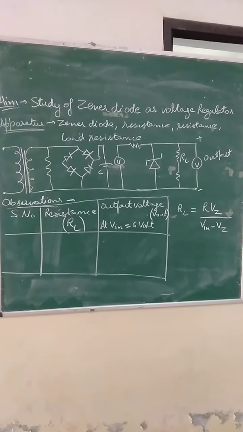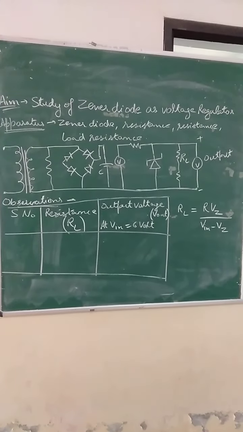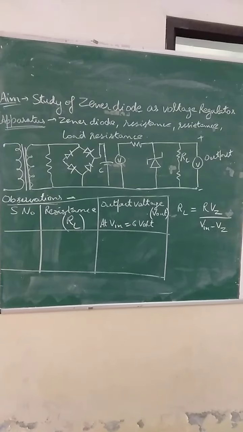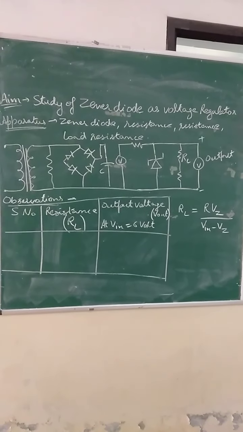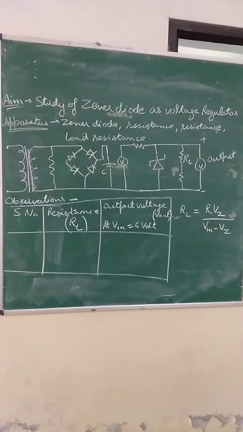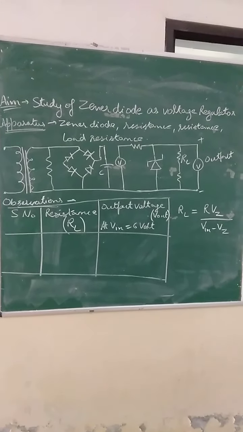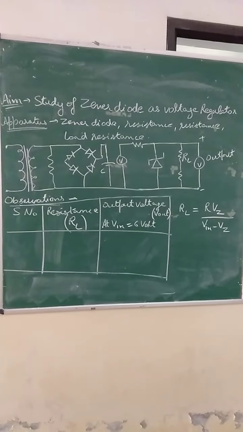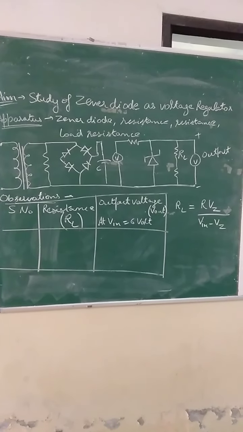So on the left hand side there is a step down transformer in the diagram. So input is supplying from the left end of this diagram, that is step down transformer, and from that V input, means input voltage, is going to be supplied to the Zener diode.